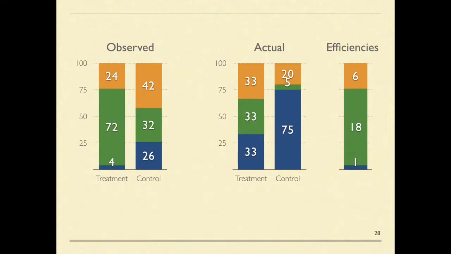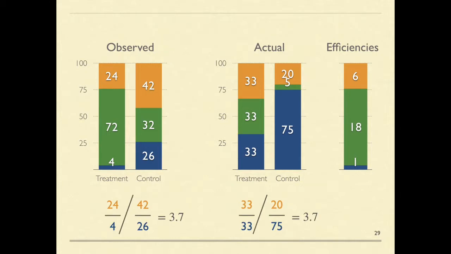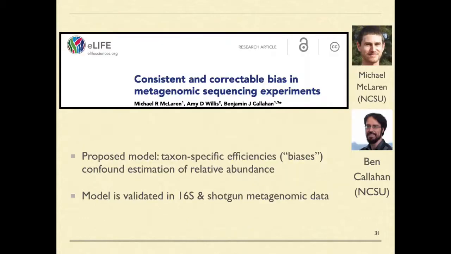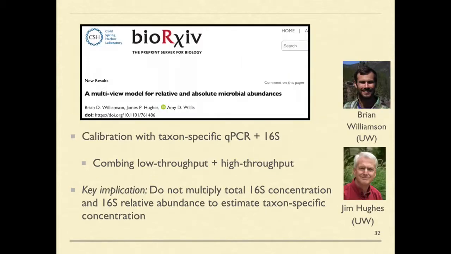That said, if we looked instead at the ratios of these taxa, we could actually get a sense of how much these ratios are changing by, and so we could estimate changes in ratios. So that's a big shift in terms of what we can estimate based on this model. These results are described in this paper. If you're interested in more details, feel free to check it out.